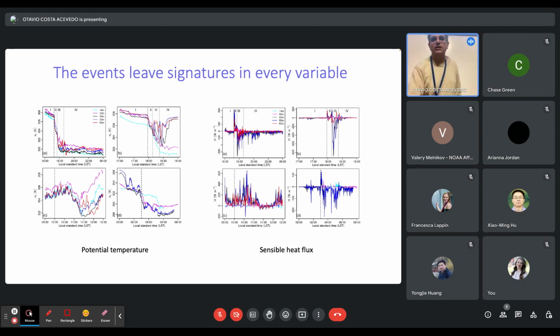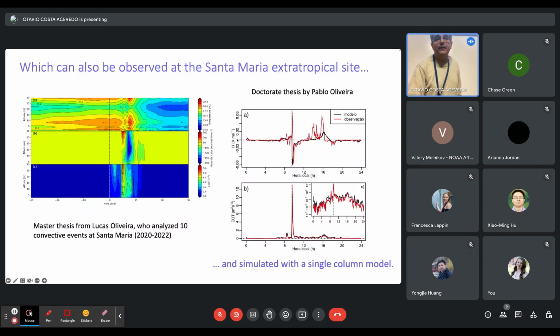I'm not going into the evolution of the air along the event. After that, this is Lucas Oliveira. Lucas Oliveira is Mauricio's brother. That's the same last name, obviously. This is Pablo Oliveira, not related to either, just the same last name.